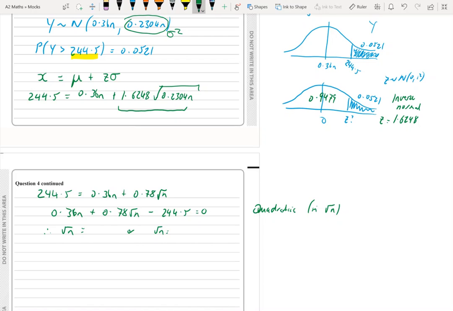So if you type in those coefficients, it should tell you that either root n is 25 or root n, I think, is negative 27. It's a negative number. We can completely reject that. And if root n is 25, then n must be 25 squared, or 625. And we're done.